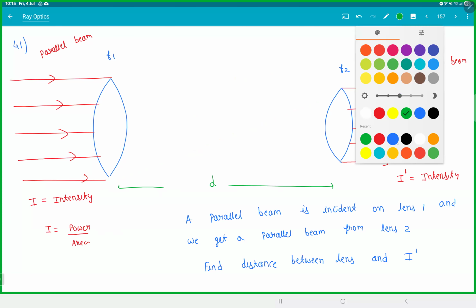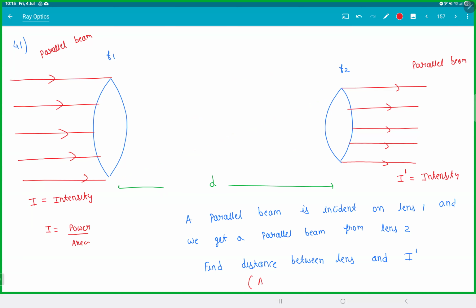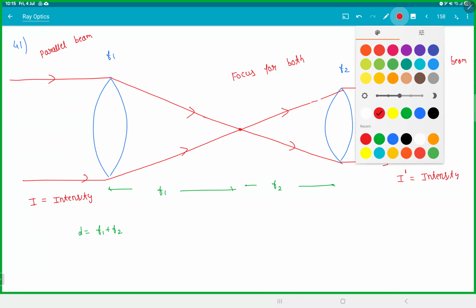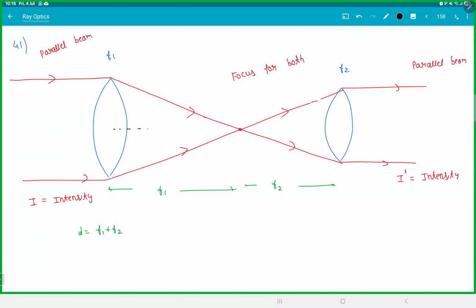Let me add one statement here. Assume there's no power loss. So what about the intensity? There, Aditya, you are close by. Look at this.